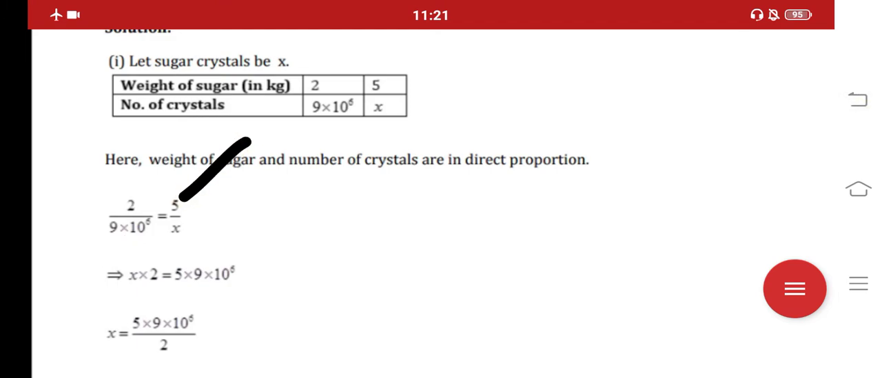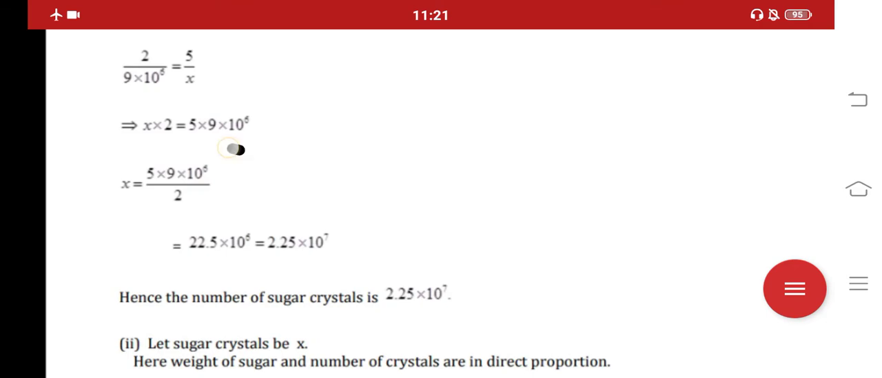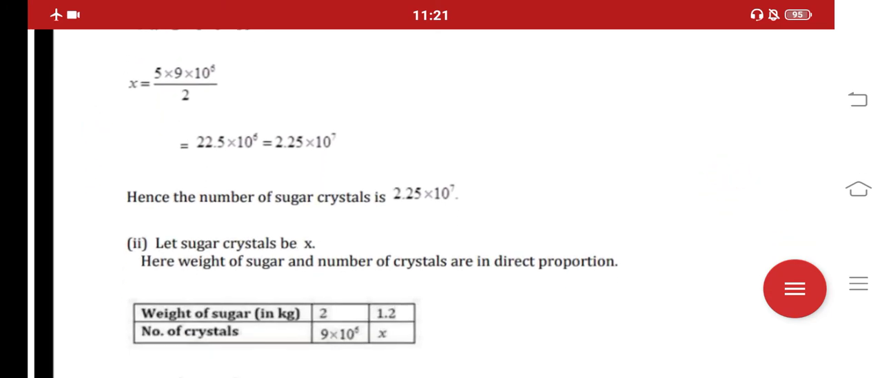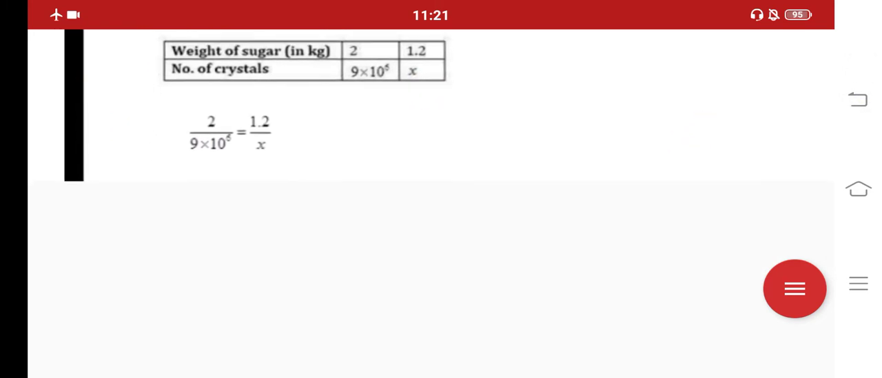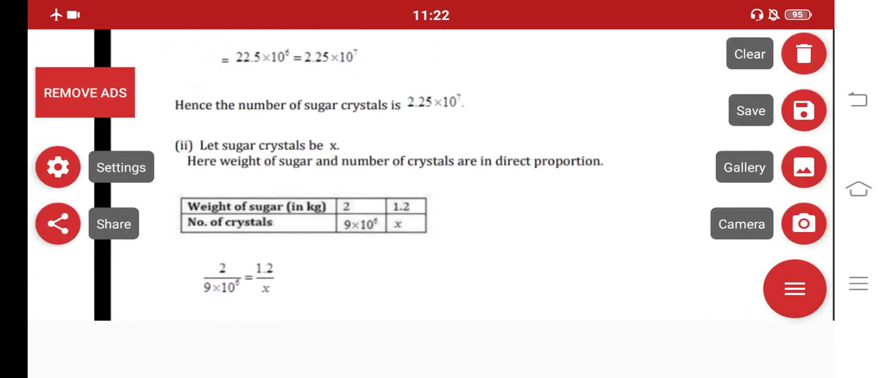So 2 kg of sugar contains 9 into 10 to the power 6, so 5 kg will contain, we don't know, so we have taken it as x. Now what is x? After calculating this value, we get 2.25 into 10 to the power 7 for 5 kg of sugar. Now again, if 2 kg of sugar requires 9 into 10 to the power 6, how many crystals will 1.2 kg of sugar require? So again we do the same thing, take x and cross multiply the terms. So let me show you what we will get.